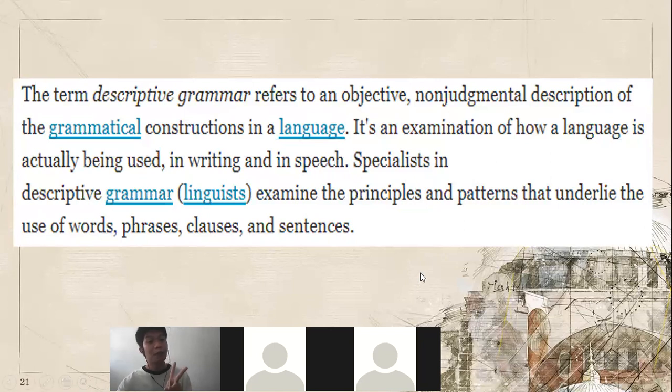So that's the difference between prescriptive and descriptive. Say prescriptive, you need to religiously follow the prescribed grammatical rules. You need to be, we call that legalistic. Say descriptive, it will just describe how the language is being used.